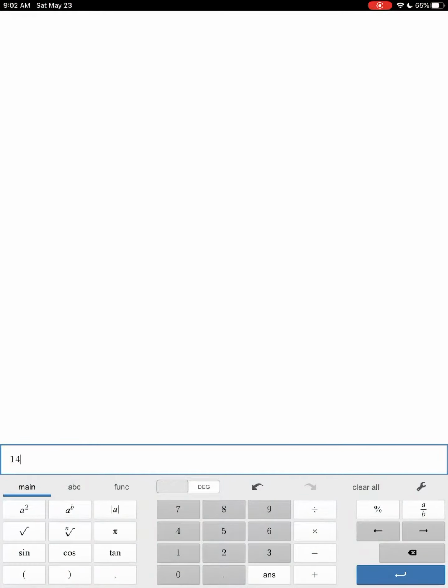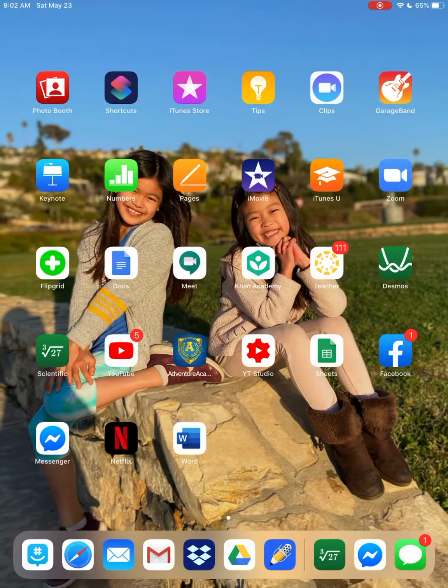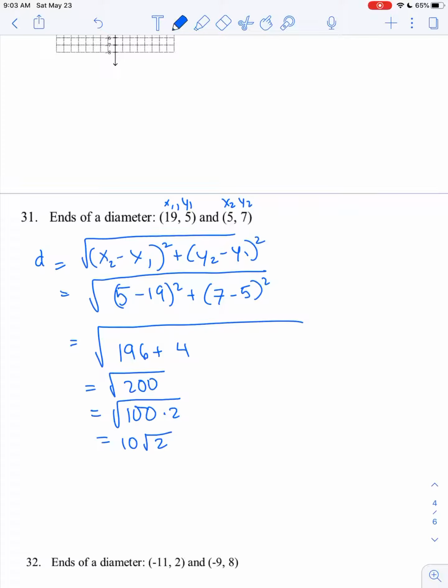and do 14 squared, 196, plus 2 squared, which is 4. So the diameter is square root of 200. 200 is the square root of 100 times 2, or in other words, 10 radical 2. So if that's the diameter, then my radius would be 10 rad 2 divided by 2, or 5 rad 2.